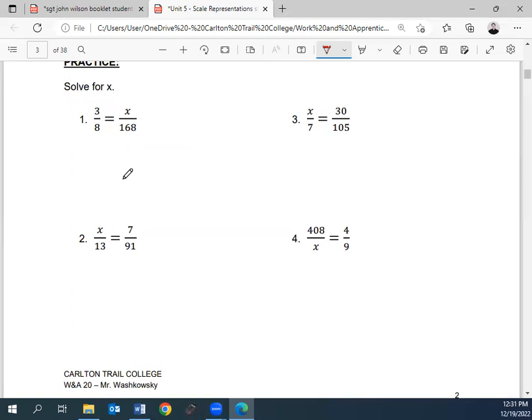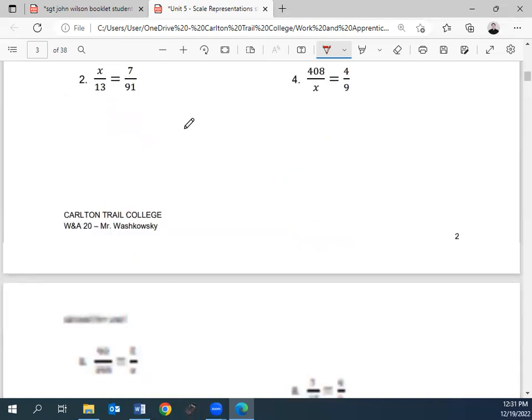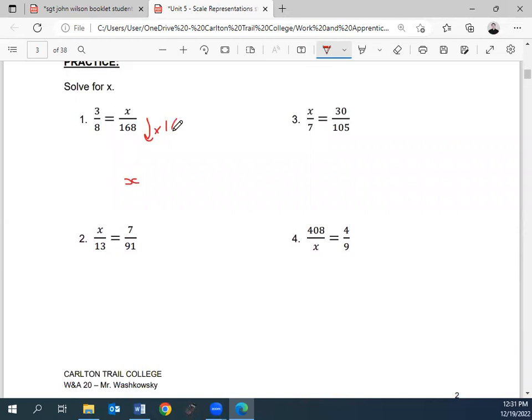There's an X here. My goal is always to get X equal to something. Multiply by 168, right? I need to get X by itself. This is the ratio, so I need to multiply both sides, this is on page 2, by 168.